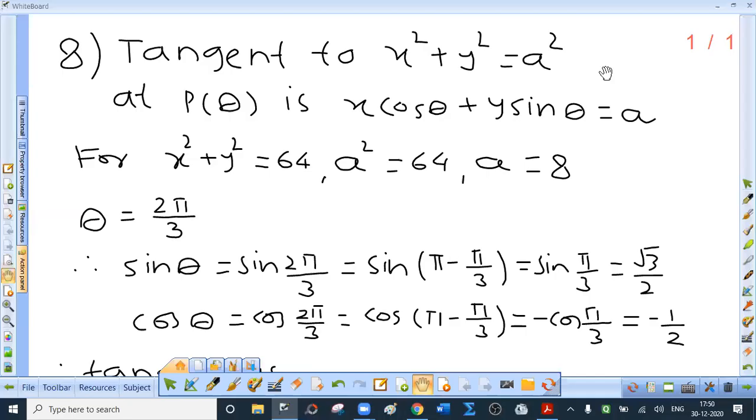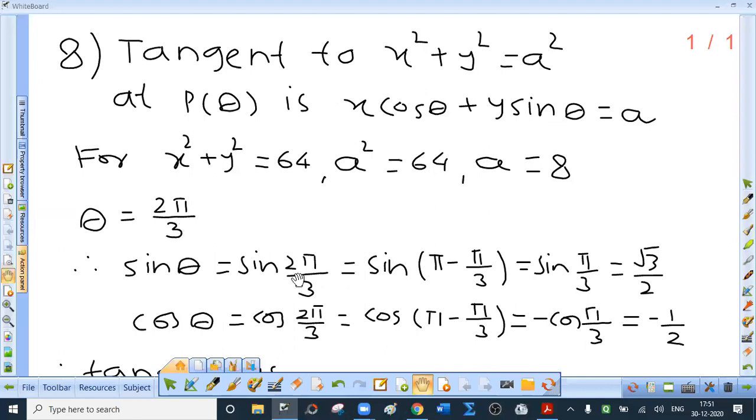Sum number 8. Find the equation of tangent to the circle x² + y² = 64 at the point P(2π/3). So what is the equation of tangent to x² + y² = a² at P(θ) on it? x cos θ + y sin θ = a. For the circle x² + y² = 64, what is a? 8. Theta is given to be 2π/3. You may convert this into degrees also, 120 degrees.